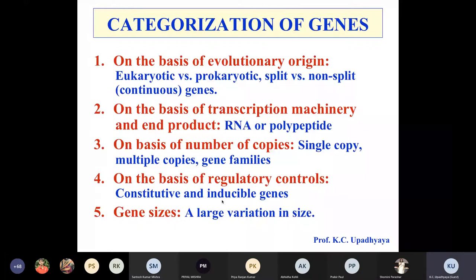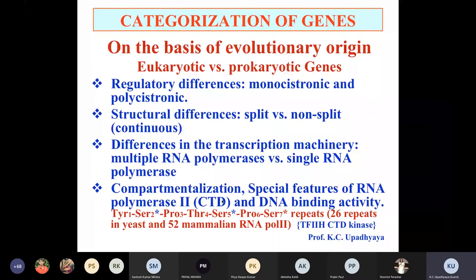Okay. So eukaryote versus prokaryote, we already defined what eukaryotes are, the evolutionary origin. There are regulatory differences. In a eukaryotic system, a single regulatory unit controls a single transcription unit. We call it monocistronic. In prokaryotic systems, we have a single regulatory unit controlling multiple coding units, and that's what we call polycistronic. There are structural differences, and that will come again. Split genes versus non-split genes, the continuous versus split genes. And this is, of course, the difference in transcription machinery.